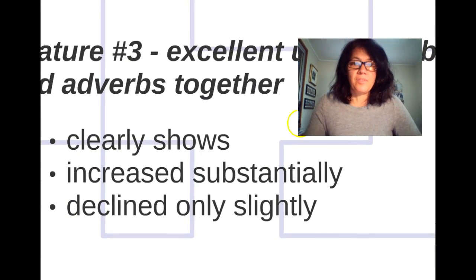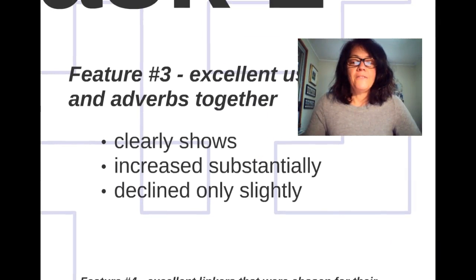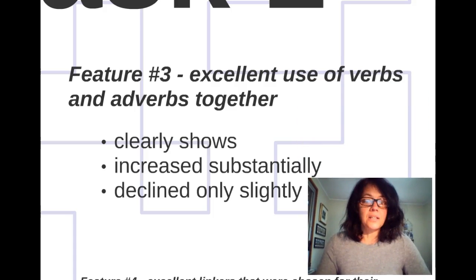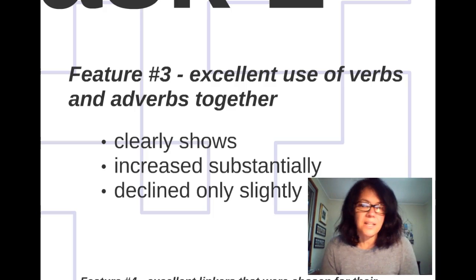What's feature number 3? Feature number 3 is excellent use of verbs and adverbs together. Clearly shows, increased substantially, declined only slightly. You must do this to get a good score in IELTS.